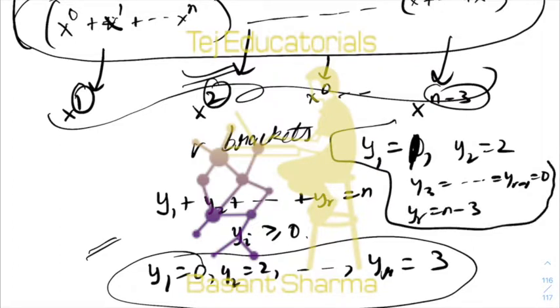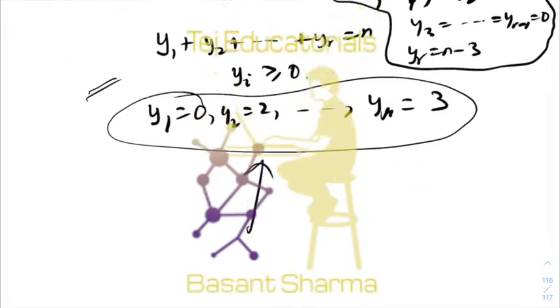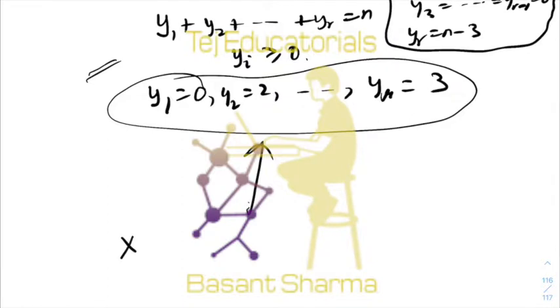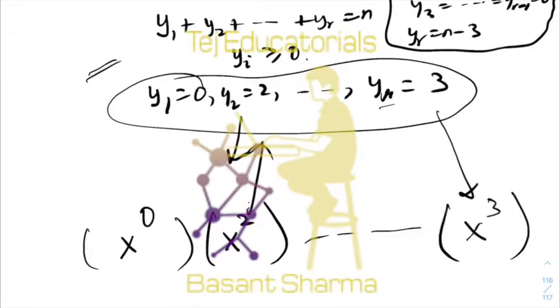This is one solution corresponding to this distribution, this way of forming x to the power n, right? And corresponding to every way in which I can form x to the power n, I will get a solution of this. If I take a solution like this, I can put x to the power 0 from the first bracket, then y2 is 2, so I can put x to the power 2 in the second bracket, and yr is 3, so I can take x to the power 3 from the last bracket.